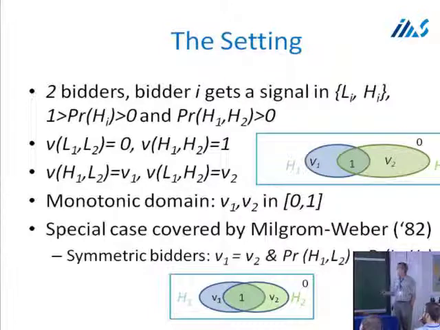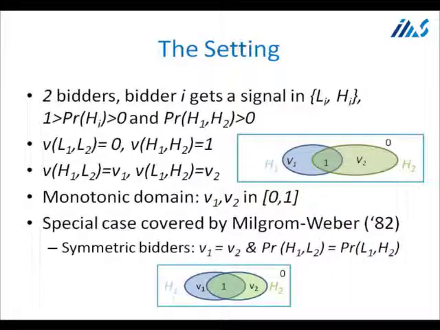Okay, a special case of this is the symmetric case. In the symmetric case, both of them have the same value and the same probabilities. And that case was actually solved by Milgrom-Weber in this classical paper from '82. And basically, in this paper, they observed that this symmetric equilibrium in which, when you get the high signal, you bid according to the value of 1. That's an equilibrium.